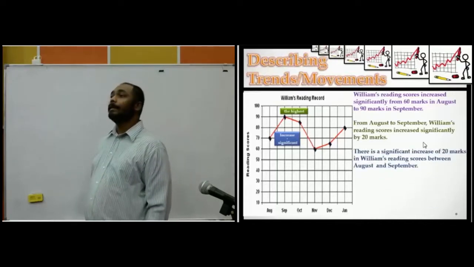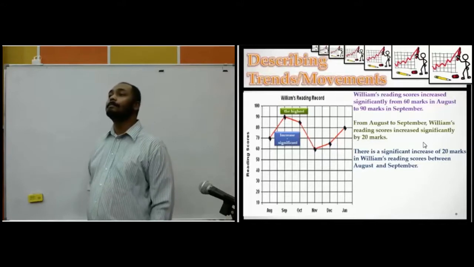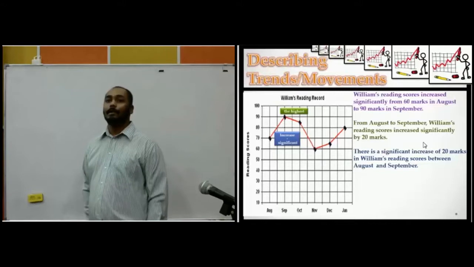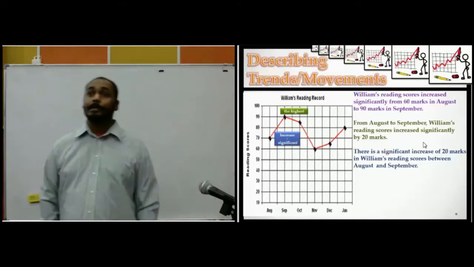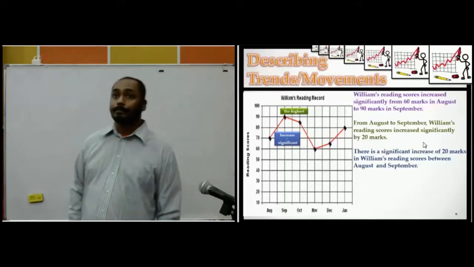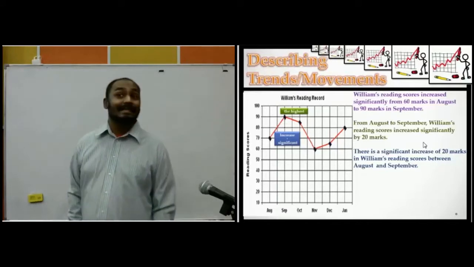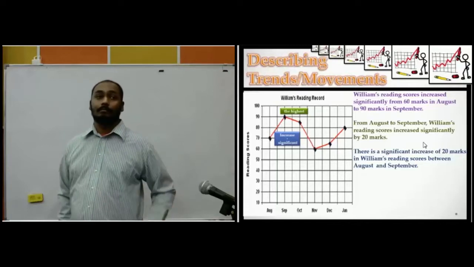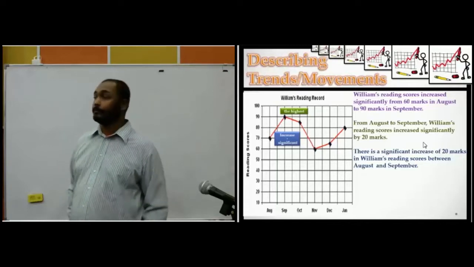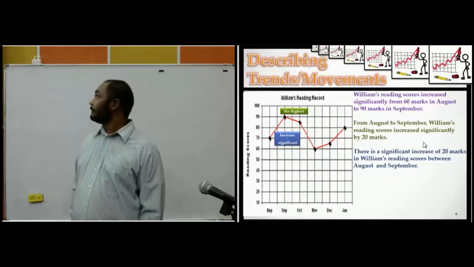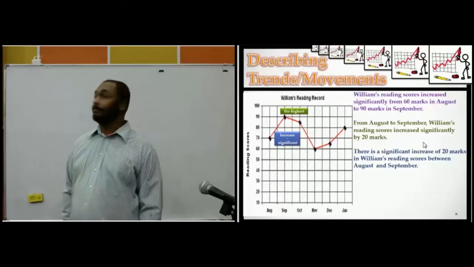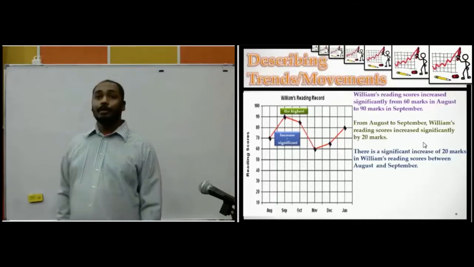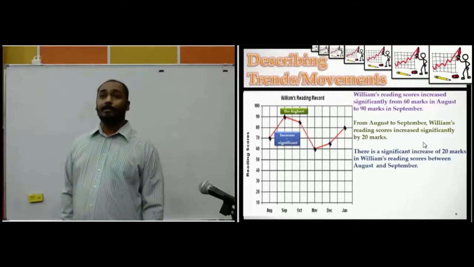Usuli, read the sentence. There is a significant increase of 20 marks in William's reading score between August and September. Noun. This is a noun phrase. When do you use increase of? What is the meaning of increase of?